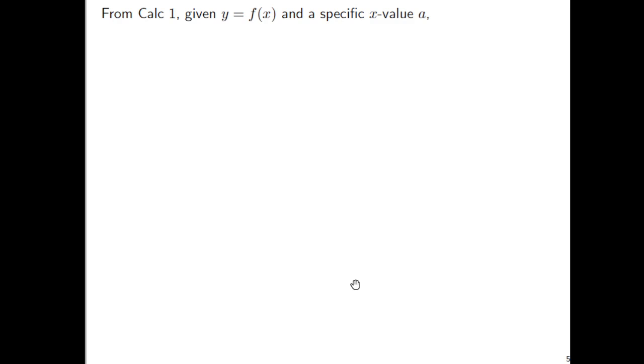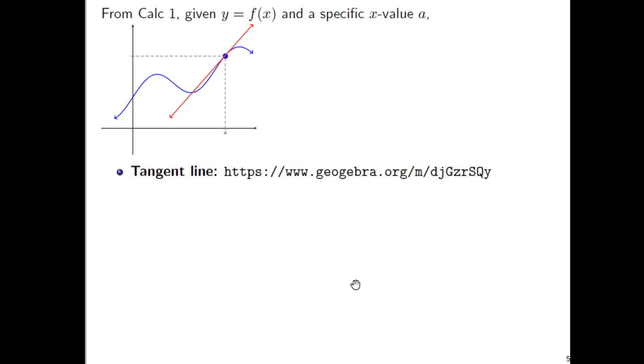Okay, from Calc 1, I'd like to recall this idea. It might be a little obscure of an idea, but it's actually a very useful one. Given a function y equals f of x and a specific x value called a, well, you take the derivative, right? And so the derivative is supposed to be the slope of this red line, this tangent line.